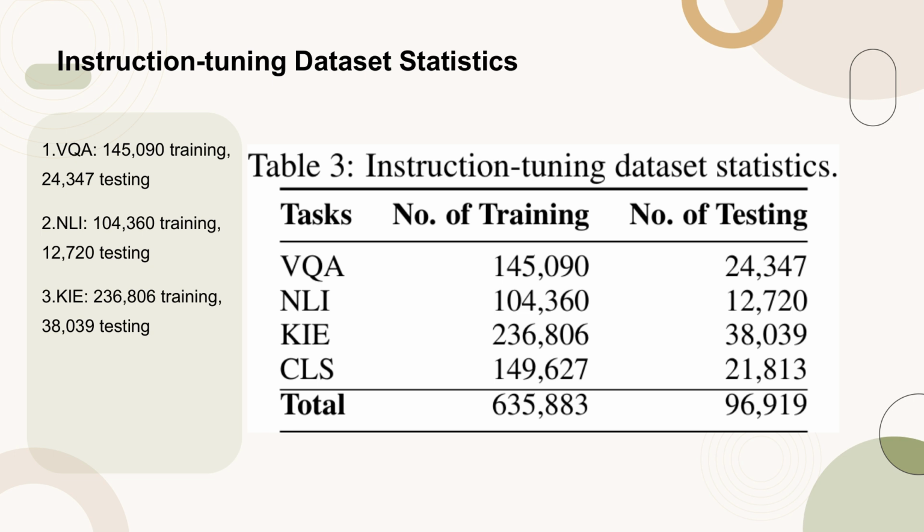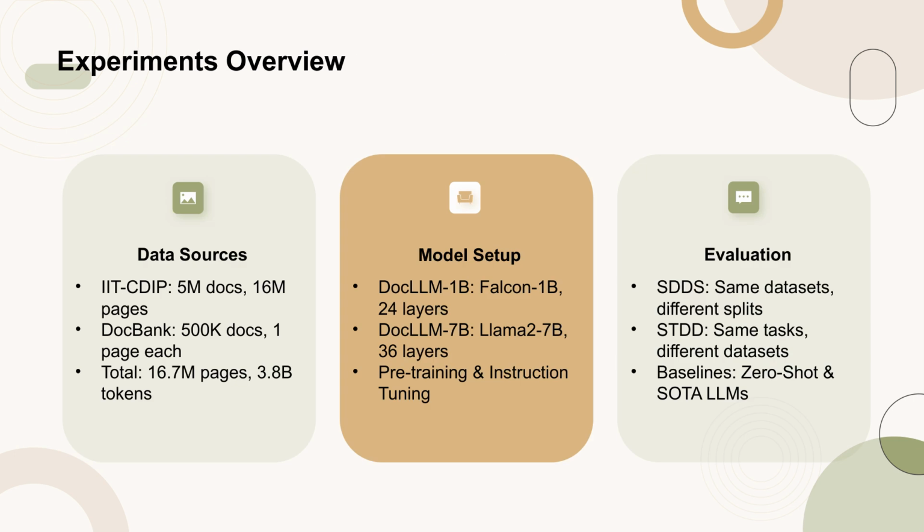This data is crucial for understanding the scale and distribution of the datasets used to fine-tune models for specific document-related tasks. The experiments in this study utilized data from two primary sources: the CDIP Test Collection 1.0, which includes over 5 million documents and 16 million pages, and DocBank, which consists of 500,000 documents with each document featuring a single page. This results in a total of 16.7 million pages and 3.8 billion tokens used for pre-training.